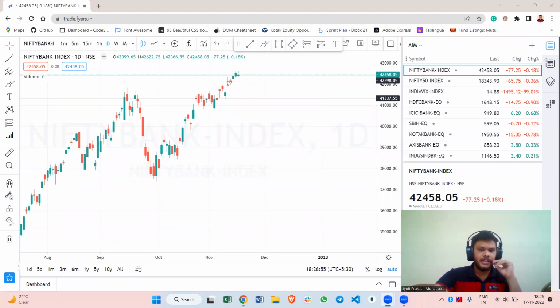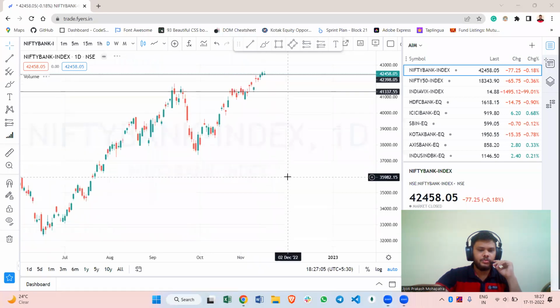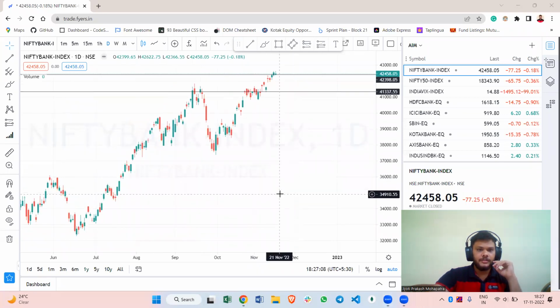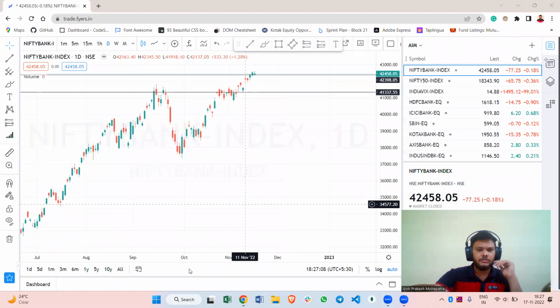First, let's look into Bank Nifty in 1 day candle chart. After that, we are going to look into the 15-minute candle for any trade identification. But before that, we need to identify the trend, and if we identify the proper trend, then it will be beneficial for us for taking any trade.